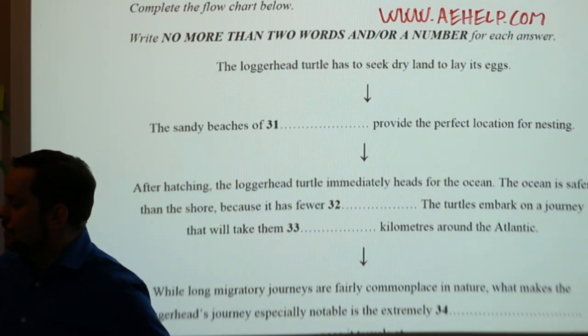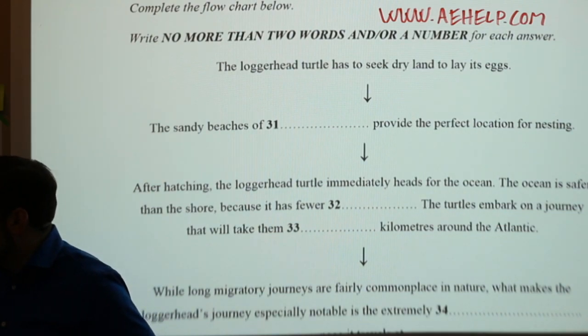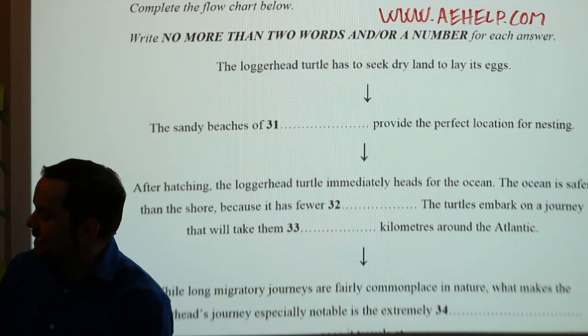Awesome. So let's look at these questions here. The loggerhead turtle has to seek dry land to lay its eggs. The sandy beaches of something provide the perfect location for nesting. After hatching, the loggerhead turtle immediately heads for the ocean. The ocean is safer than the shore because it has fewer blank. The turtles embark on a journey that will take them kilometers around the Atlantic.